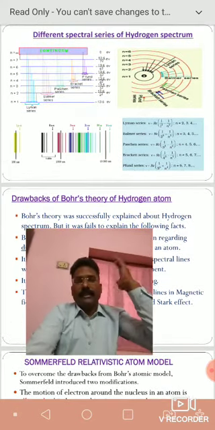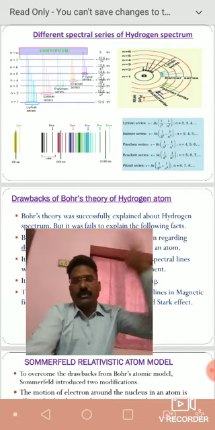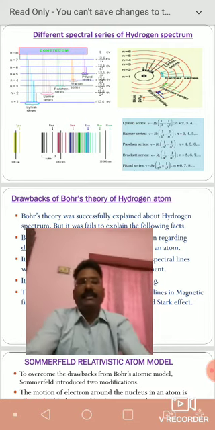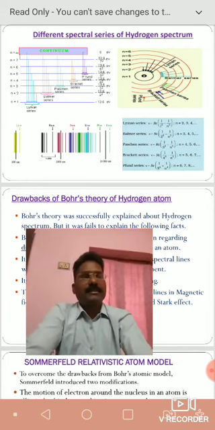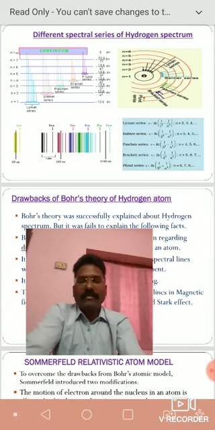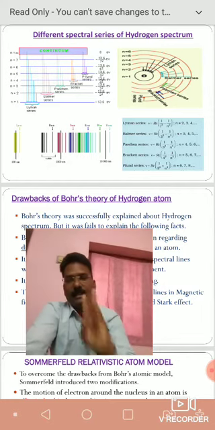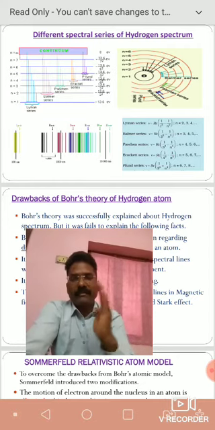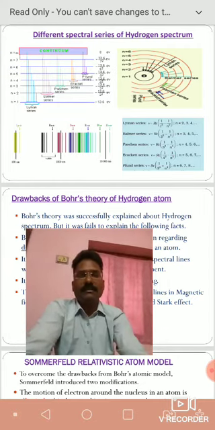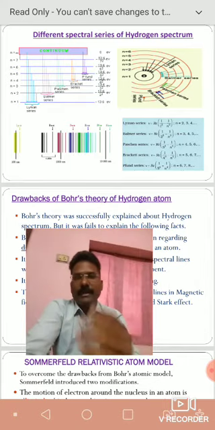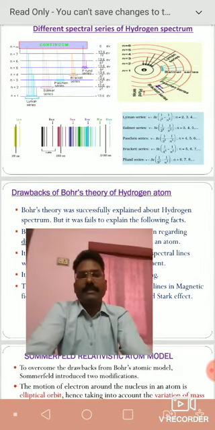So n equal to 4, 5, 6 to n is equal to 3, the series is called the Paschen series, which is in the infrared region. The infrared region can be divided into three types. One is the near infrared region, which is very close to the visible region. The Paschen series is in the near infrared region.